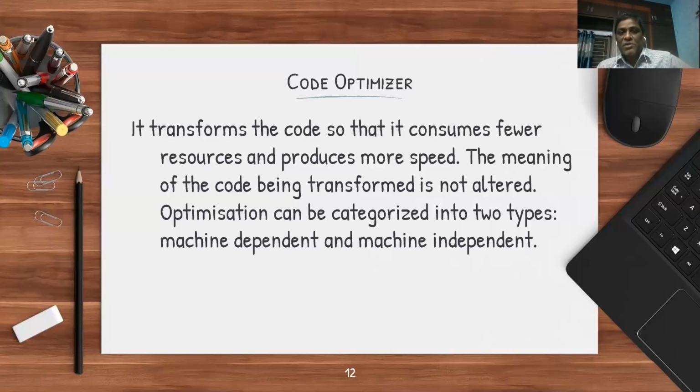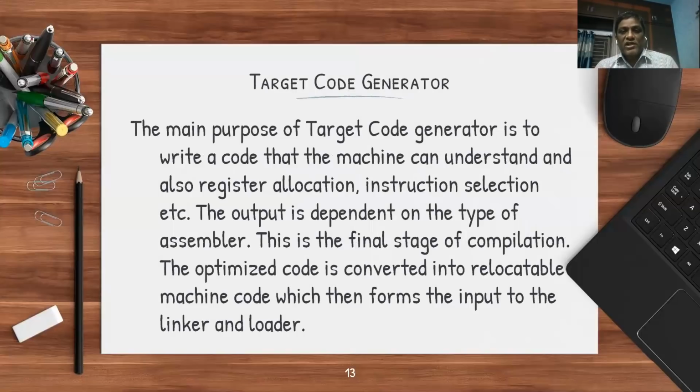At that level, machine dependent code optimization techniques will be applied. Probably you don't understand what exactly it is. You will definitely learn about all these things. We will learn all those optimization techniques in the fifth unit or sixth unit. And finally, this is the last phase, target code generation, which produces the relocatable machine code, which will then be executed by the interpreters. So this is the target code generator.